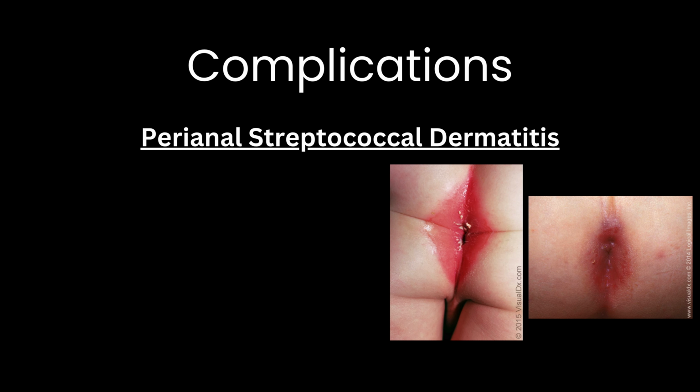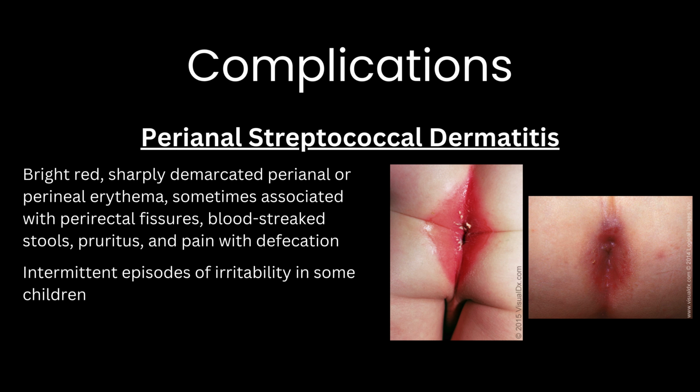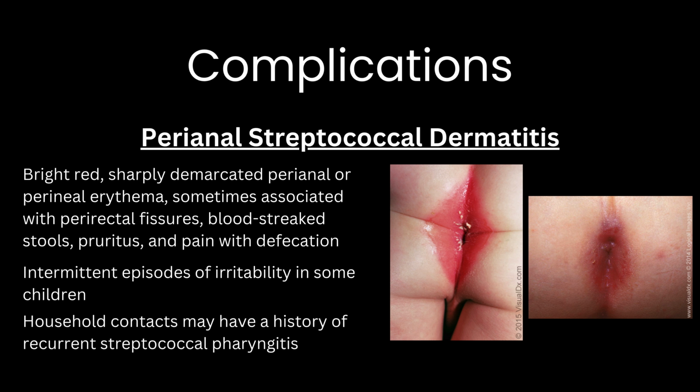Perianal streptococcal dermatitis in infants and children may manifest as a superficial skin infection, in most cases caused by group A streptococcus. It is characterized by bright red, sharply demarcated perianal or perineal erythema, sometimes associated with perirectal fissures, blood-streaked stools, pruritus, and pain with defecation. Some children present with intermittent episodes of irritability. The patient or household contacts may have a history of recurrent streptococcal pharyngitis.